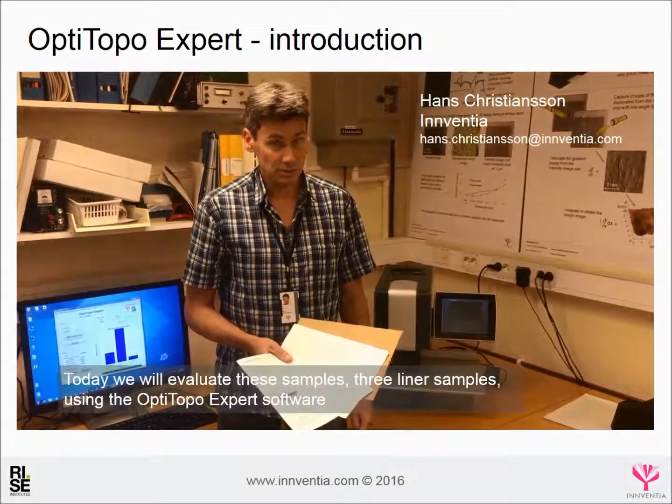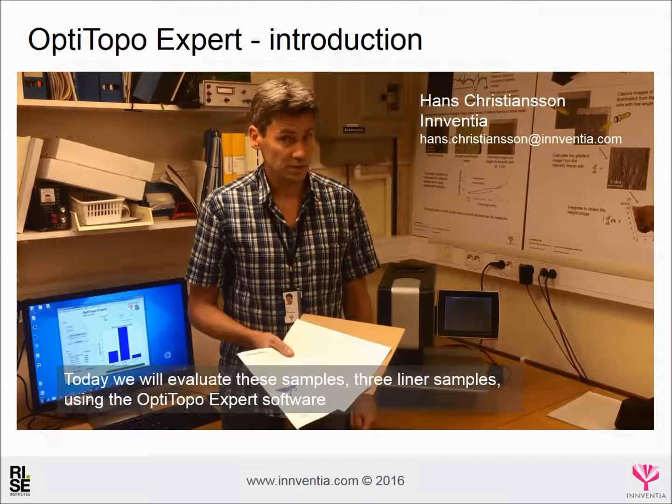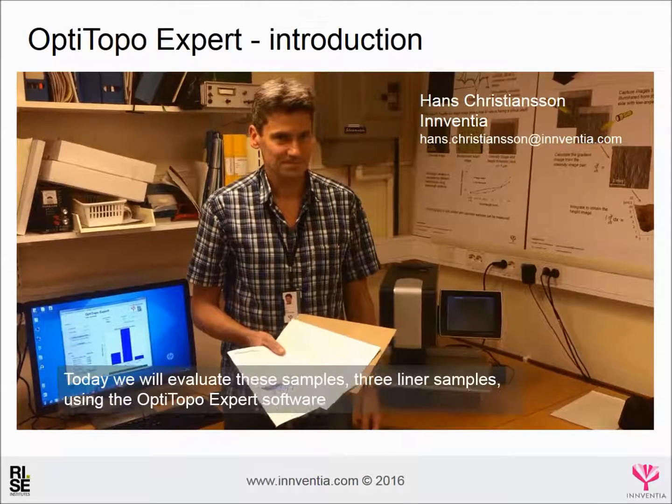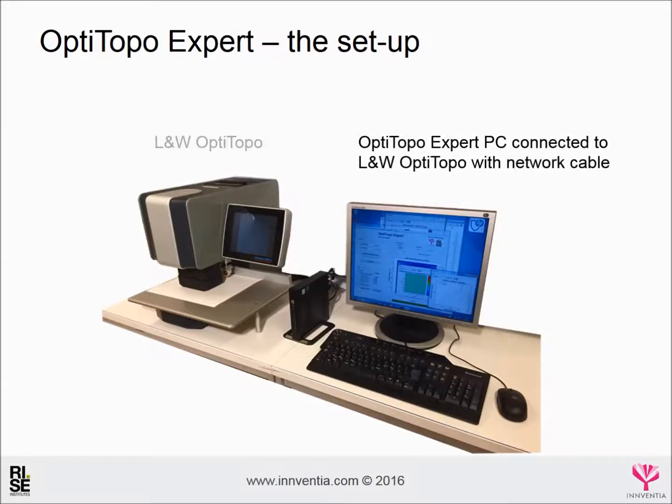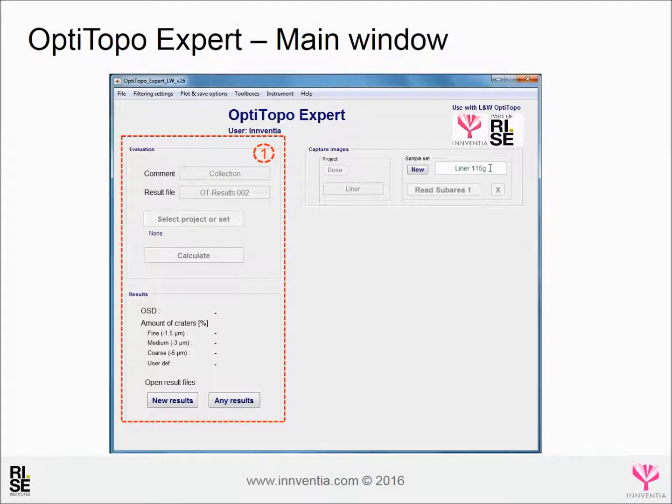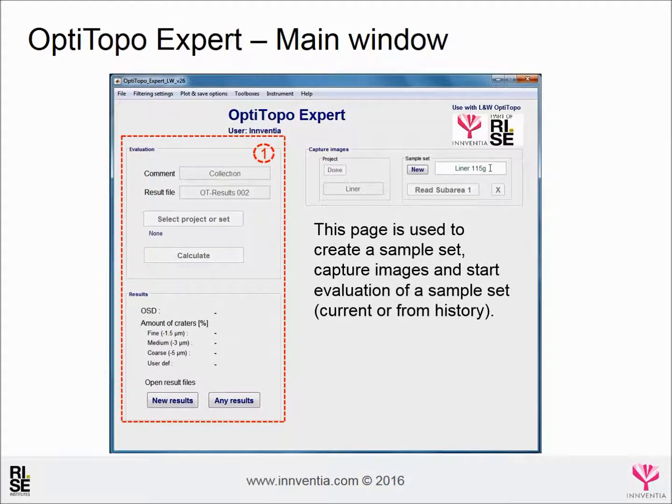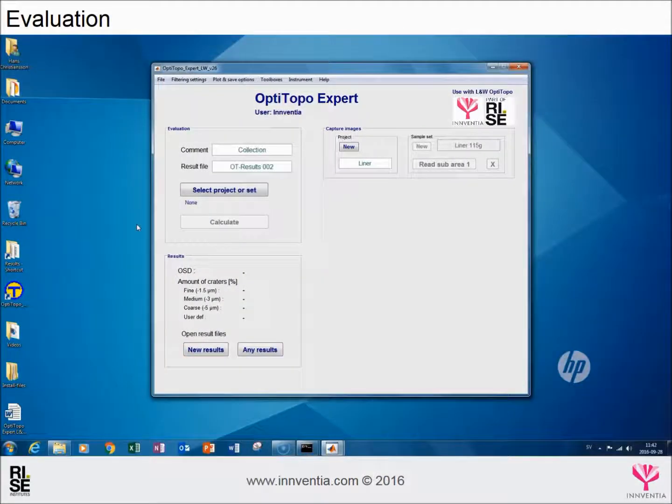Evaluate these three samples, it's 3 liner samples, using the OptiTopo Expert software. This is the main user interface of OptiTopo Expert. We have this evaluation section. Here you put a comment. This comment will be stored in result files and plots. We have the result file where the reports will be saved.